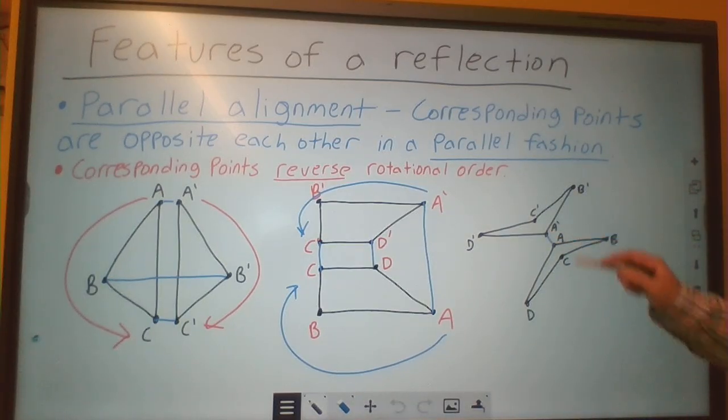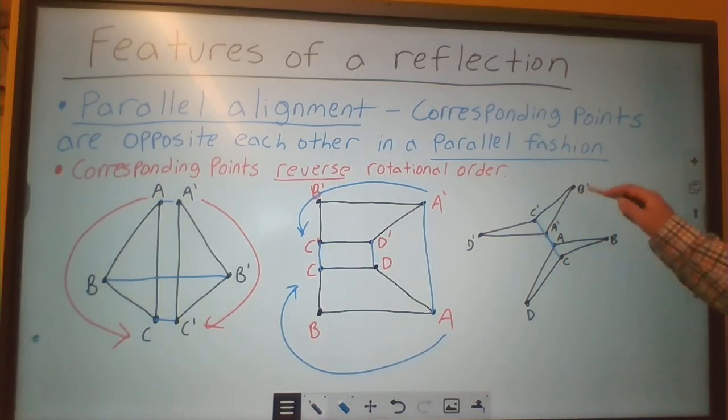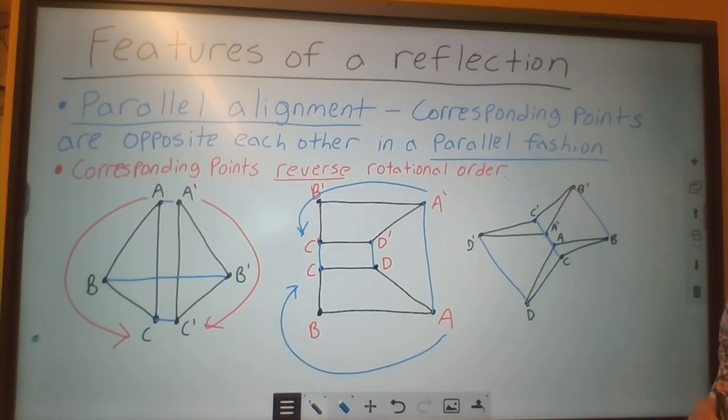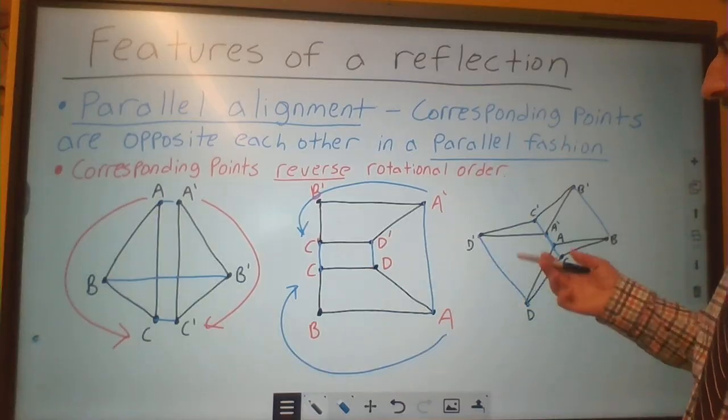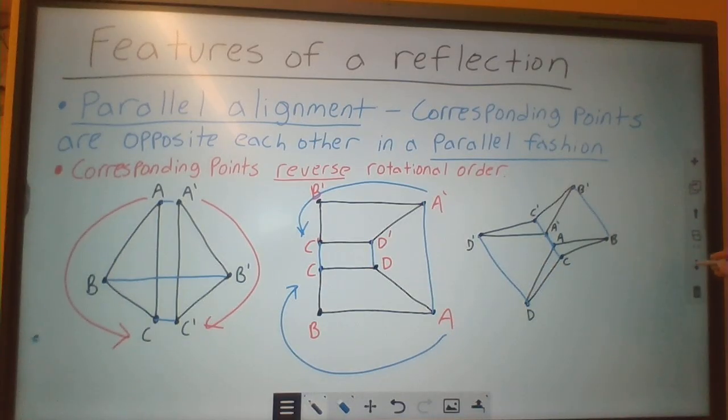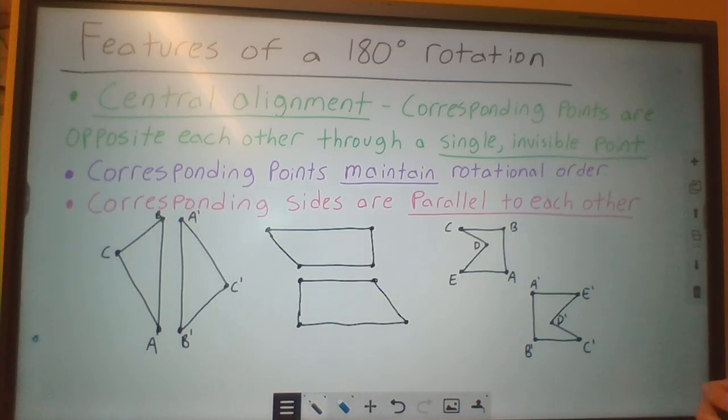Once again over here, A's line up, C's line up, B's line up, D's line up. They're all going the same direction. There are reflections in all three of these. So how's a rotation going to look different?